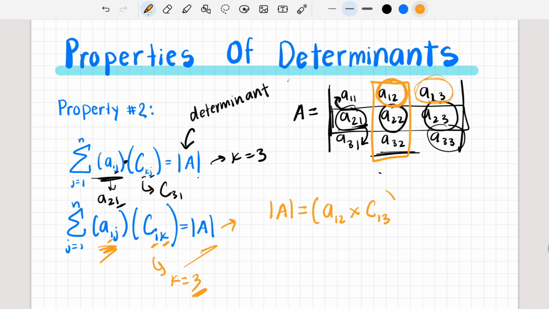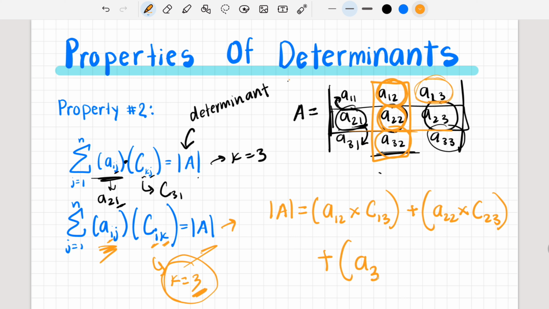So cofactor of A1, 3 plus the next term, A2, 2, multiplied by the cofactor of the term in the same row, column being 3. So cofactor, C2, 3. And finally, last term, A3, 2, excuse me, A3, 3, times the cofactor of this term right here, C3, 3. And that is going to be our determinant.